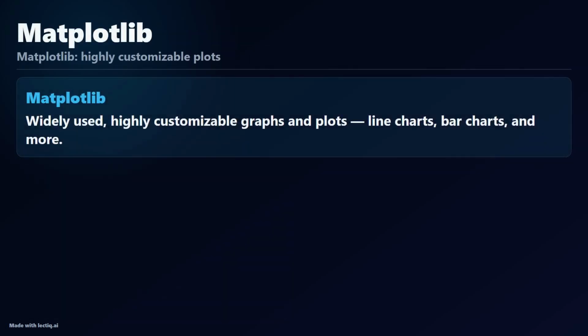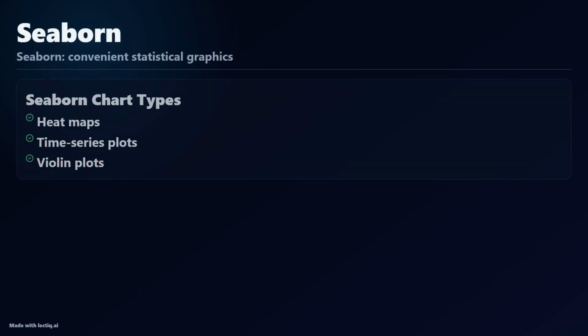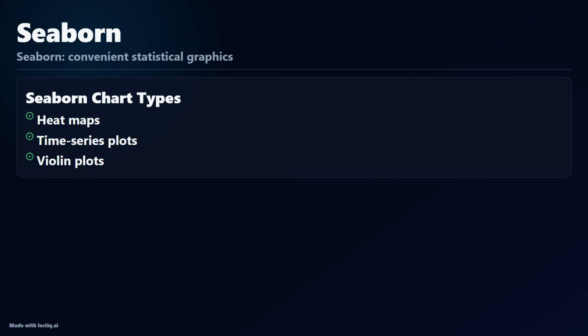Matplotlib is the most widely used Python visualization library, prized for how customizable its graphs and plots are. A simple line chart or bar chart is a typical Matplotlib output. Seaborn is a higher-level library built on top of Matplotlib, and it's especially convenient for statistical graphics. Heat maps, time series plots, and violin plots are all easy to produce with Seaborn.